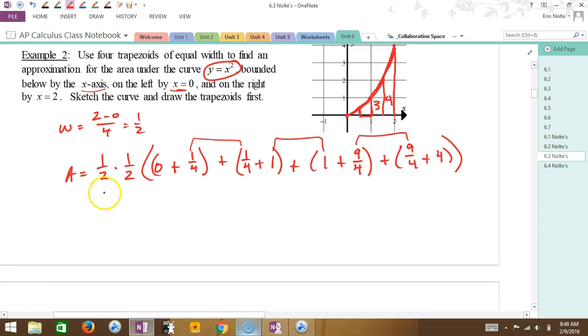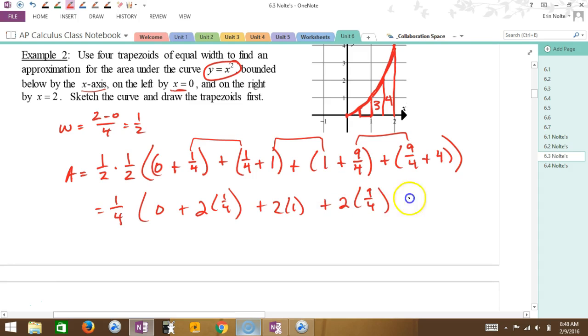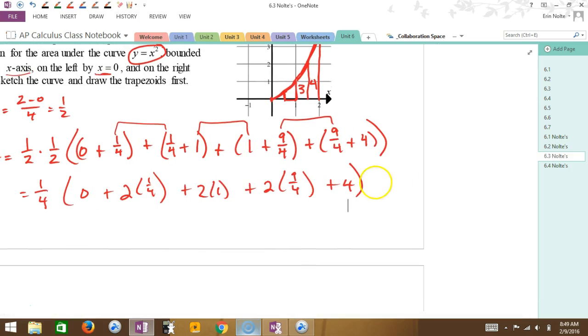So really what we could have done is I'm just going to multiply those in the front and go 0 plus 2 times 1/4 plus 2 times 1 plus 2 times 9/4 and then plus the last one. See the little trick? And then just add that all together. And if you did, you can trust me, and it turns out to be 31/8. Exactly.